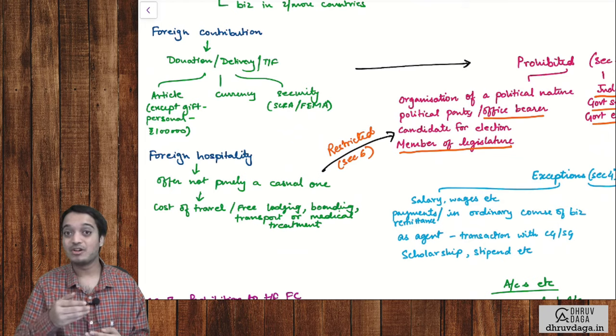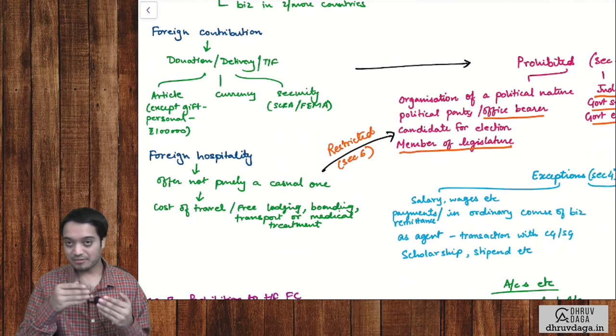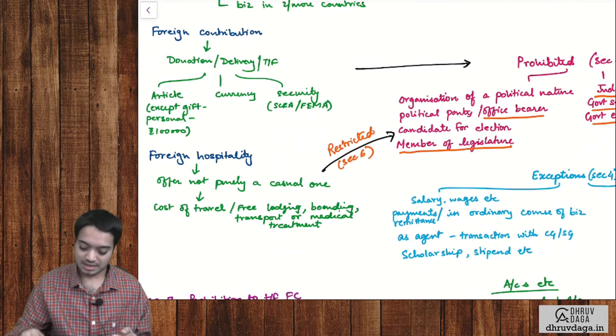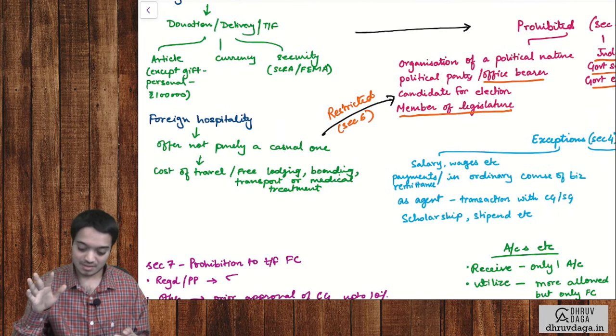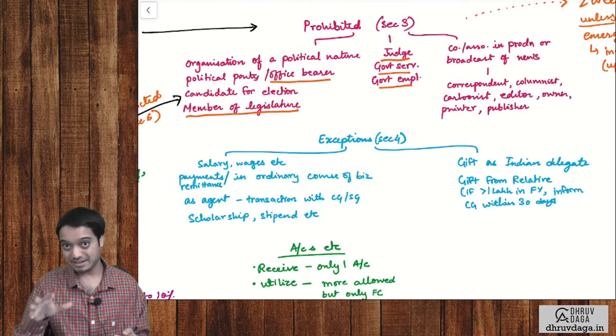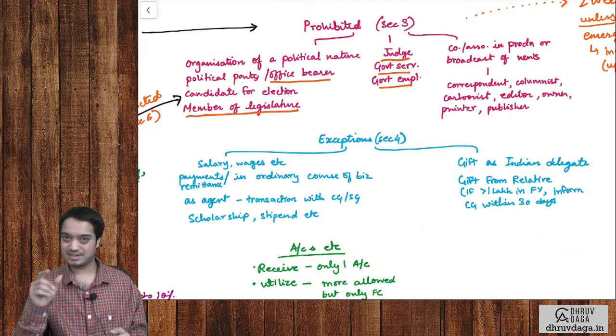Foreign hospitality is an offer, not being purely a casual one, for the cost of travel to a foreign country or for free lodging, boarding, medical treatment or transportation. Now, foreign contribution is prohibited to be given to certain people. Foreign hospitality has some restrictions. In which cases is foreign contribution prohibited?